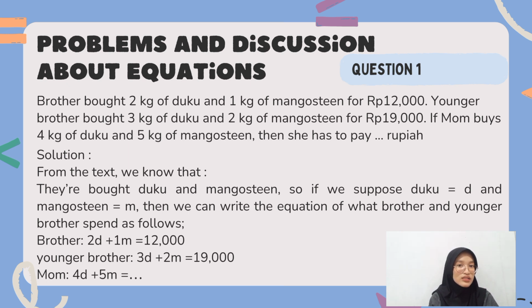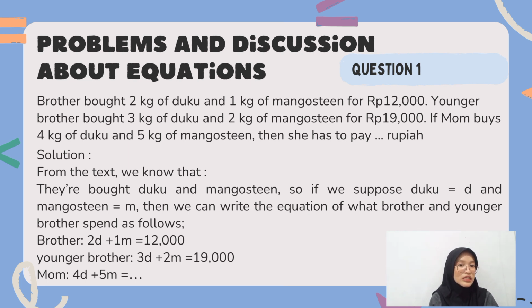If a mom buys 4 kilo of duku and 5 kilo of mangosteen, then she has to pay how many rupiah. Solution: from the text, we know that they are both duku and mangosteen. So if we suppose duku equals D and mangosteen equals M, then we can write the equation.